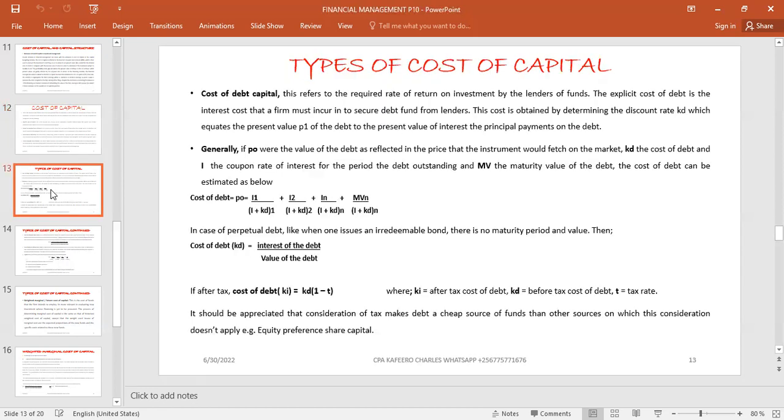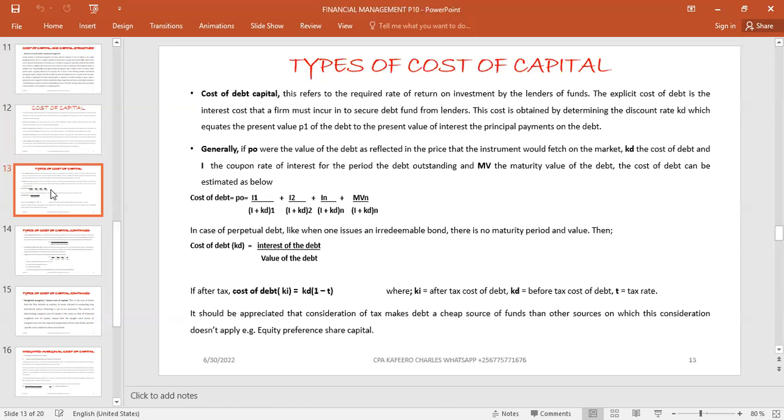So here we are looking at the types of cost of capital. We have the cost of debt, as I said, that's the money we borrow from financial institutions or lenders. So what we want to find out is what will be the minimum rate that we are expecting to get if at all we borrow that money from the bank.